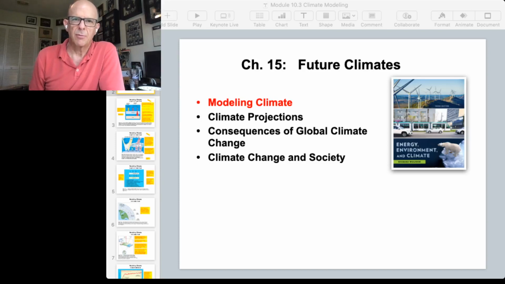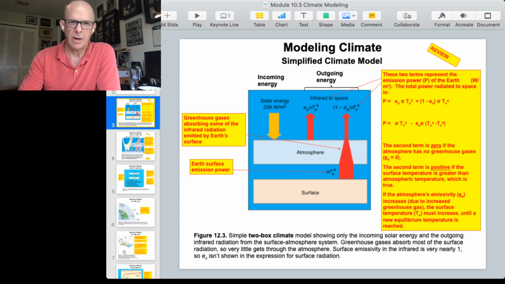In this last section of Module 10, we're going to be talking about the future of the climate, and that relies very much on climate modeling. We've got to be able to find a way to predict what's going to be happening in the future, and we've looked at this already in some of the previous material.